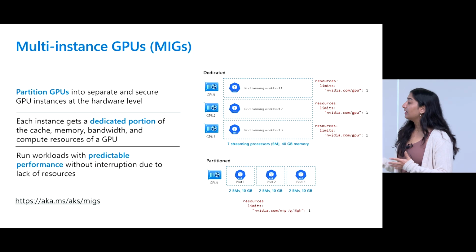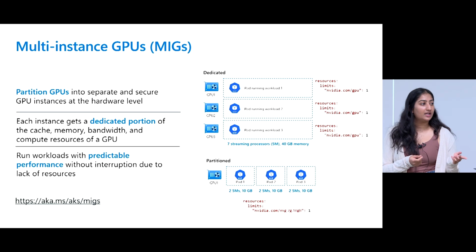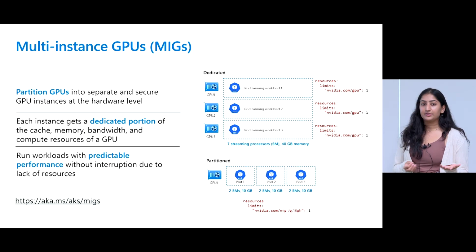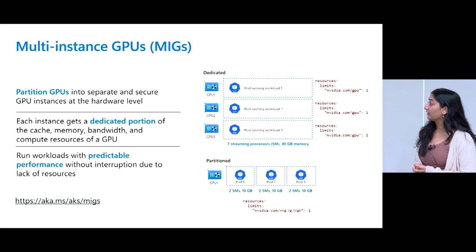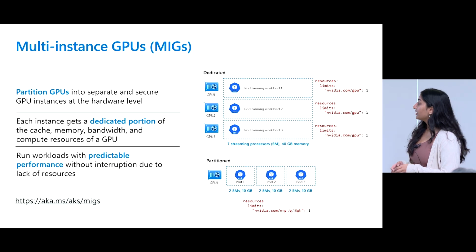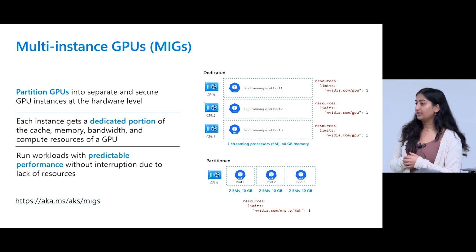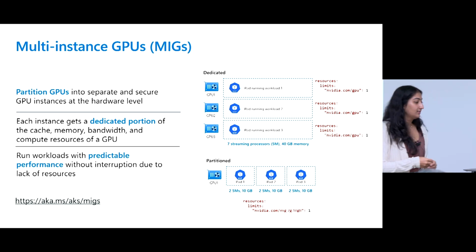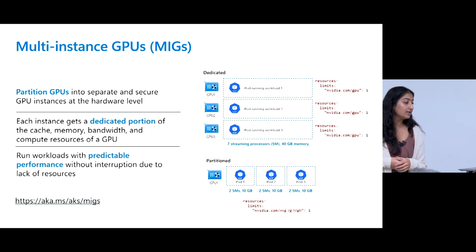So an example of a MIG-supported GPU is the NVIDIA A100. And I've heard from a few folks that A100 nodes are used for your AI or HPC workloads. So you can definitely test out MIG there and run workloads with predictable performance without interruption due to lack of resources. So you're partitioning this single GPU and using it to almost its fullest extent. And you can visit this link for our documentation on how to get started with MIG on AKS. So they're suitable for multi-tenant environments and similar to MPS in that the resources of the GPU are space partitioned.